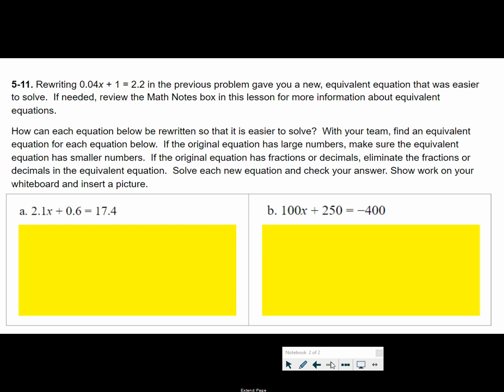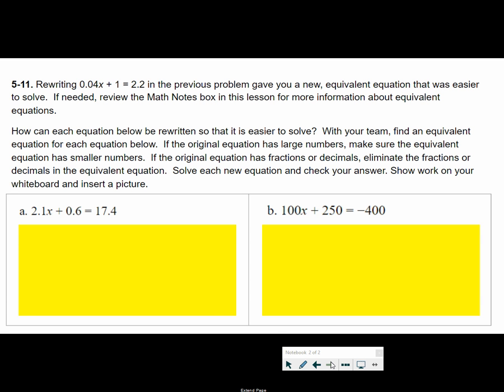So now it says, rewriting 400x plus 1 equaling 2 2/10 in the previous problem gave you a new equivalent equation that was easier to solve. If needed, review the math notes box in this lesson for more information about equivalent equations. How can each equation below be rewritten so that it's easier to solve? With your team, find an equivalent equation for each equation below. If the original equation has large numbers, make sure the equivalent equation has smaller numbers. If the original equation has fractions or decimals, eliminate the fractions or decimals in the equivalent equation. Solve each new equation and check your answer. Show work on your whiteboard and insert a picture.